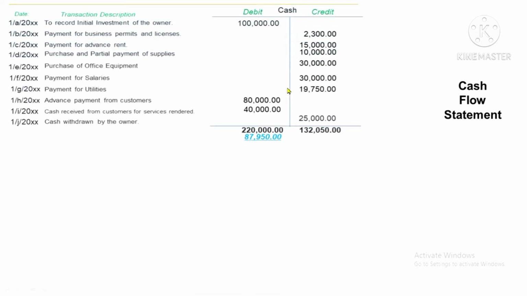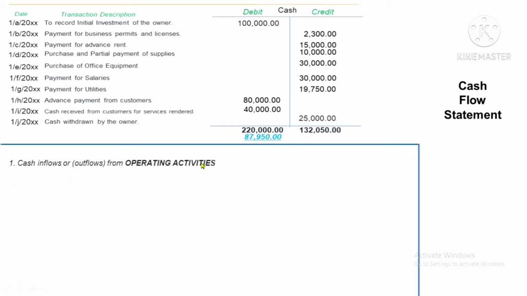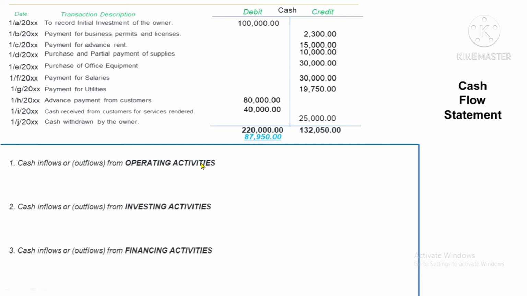So I have an example right here which was extracted from a past video in this lecture series. Here on the debits are the cash inflows, right? And here on the credit are the cash outflows. However, to make a cash flow statement, you need to further classify the inflows or outflows into three. These three are cash inflows or outflows from operating activities, investing activities, and the last is cash inflows or outflows from financing activities.